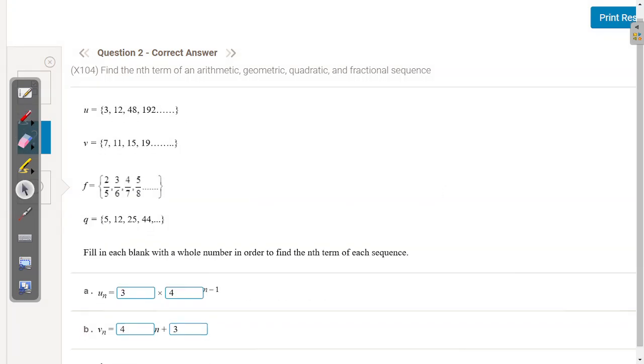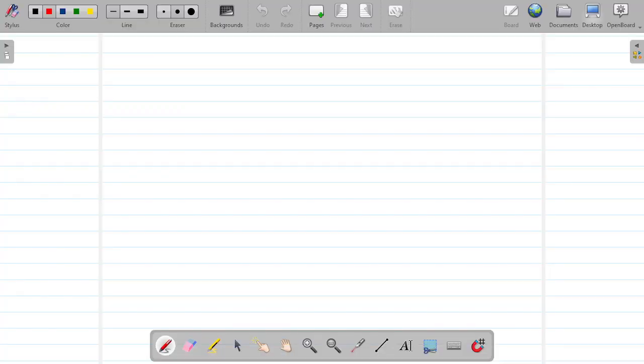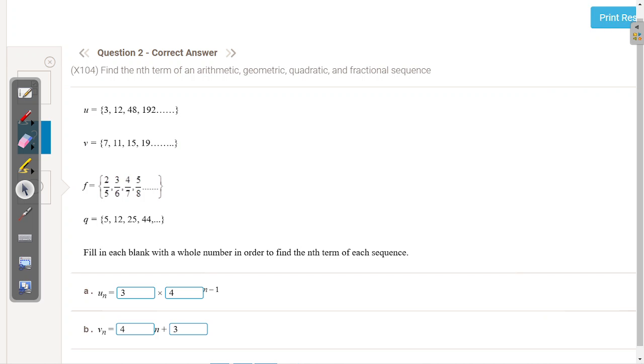Now V. 7, 11, 15, 19. You just keep adding 4. 7 plus 4 is 11. 11 plus 4 is 15. So this is an arithmetic sequence. And the rule for an arithmetic sequence is an equals a1 plus n minus 1 times d.